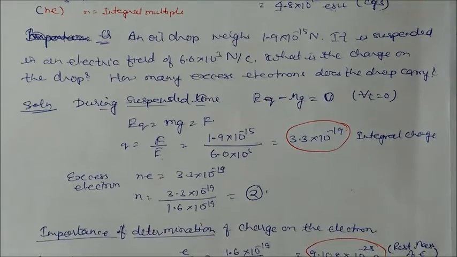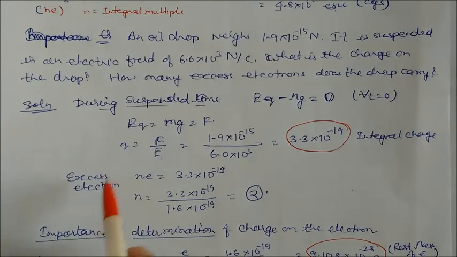Now the second question: how many electrons are present? So this is the total charge. Write total charge equals n into e. So 3.3 into 10 power minus 19, and we know the value of one charge, that is 1.6 into 10 power minus 19. So we will get n equal to 2. The number of excess electrons will be 2.